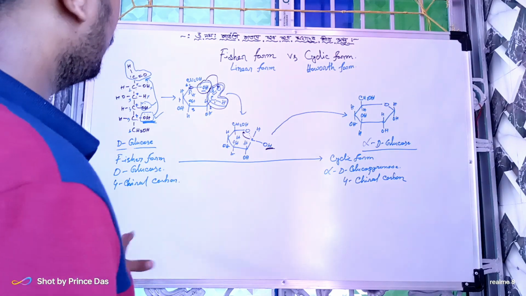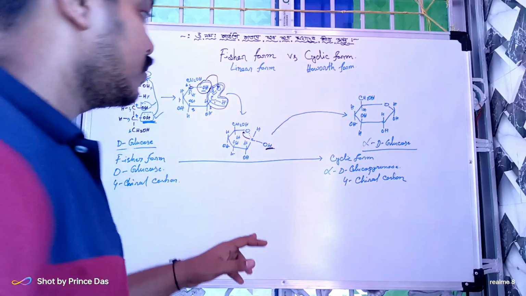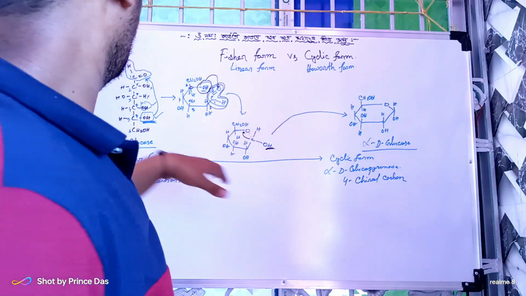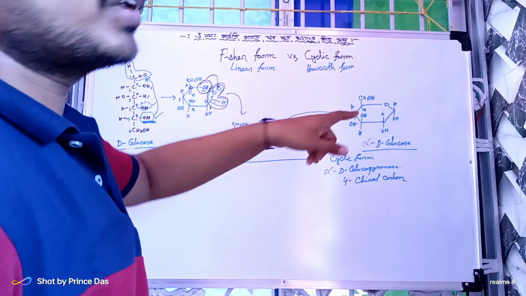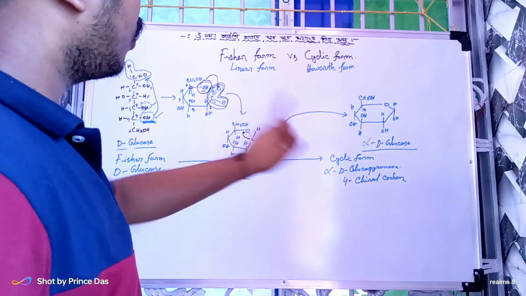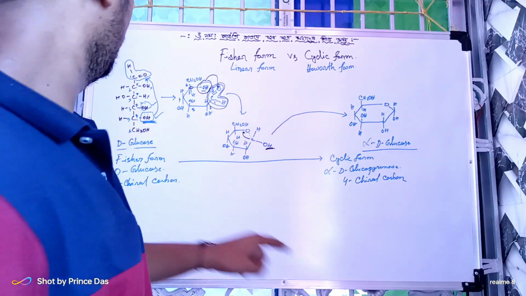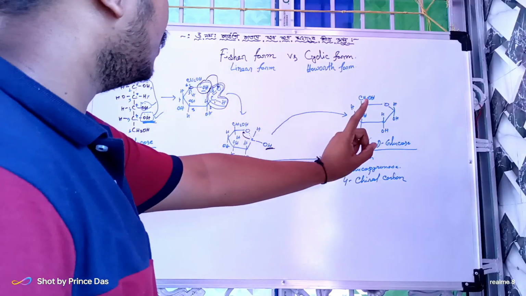So this is all about the Fischer form and cyclic form. Again I am saying that firstly I made a mistake: I called the open chain form the cyclic form, but it is not. This open chain form is the Fischer form and the compact form is called the cyclic form. So this is the whole process by which the Fischer form is converted into the cyclic form.